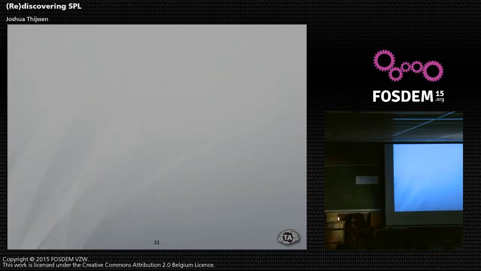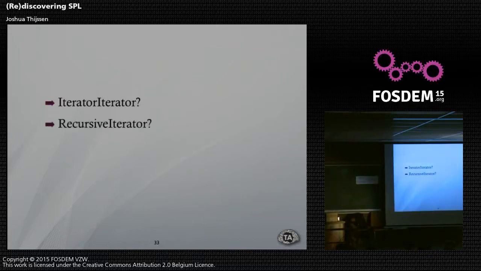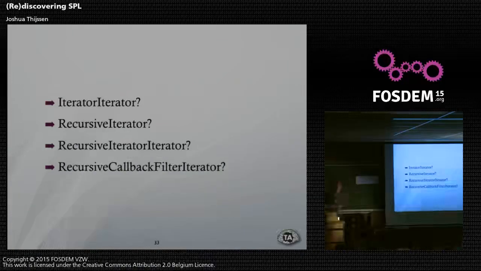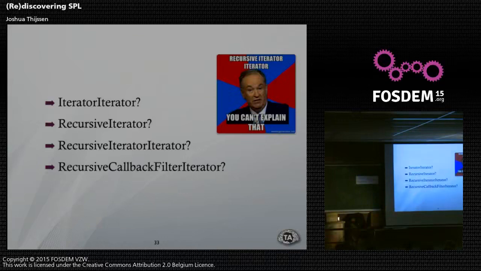But there are really crazy iterators there, like an iterator iterator. Sounds recursive enough, right? So why aren't they calling it recursive iterator? Because there's already a recursive iterator. So there must be a recursive iterator iterator. And yes, there is one. And there's something called recursive callback filter iterator, which is awesome if you play Scrabble a lot. I'm always winning. So, explain this to somebody who never used SPL, right? I'm going to try, sort of. So yeah, this is what sometimes makes things hard in SPL as well.